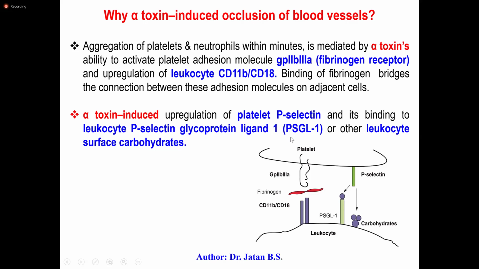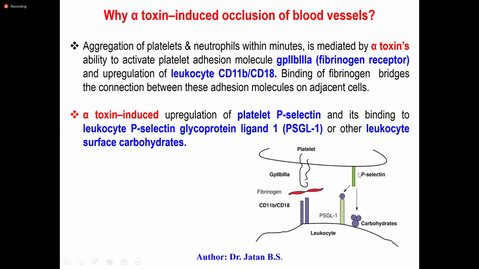I told you that there will be activation of the platelet adhesion molecule GP2B3A. This GP2B3A will be activated, and there will be upregulation of the leukocyte receptor called CD11B, CD18. So there is upregulation of this receptor and this receptor, and these two receptors will be bridged, connected by fibrinogen, on the one hand. On the other hand, there will also be upregulation of P-selectin of the platelet, and also upregulation of another, P-selectin glycoprotein ligand 1.